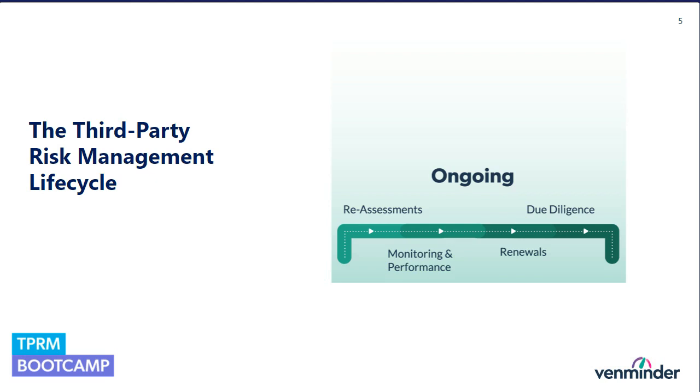Okay, so yesterday we introduced the third-party risk management lifecycle. So we're going to continue on with this lifecycle today by going through the ongoing portion. This includes things like reassessments, more due diligence, renewals, monitoring, and performance. So for example, reassessments must occur to help continuously monitor information security and determine if further mitigation is needed.